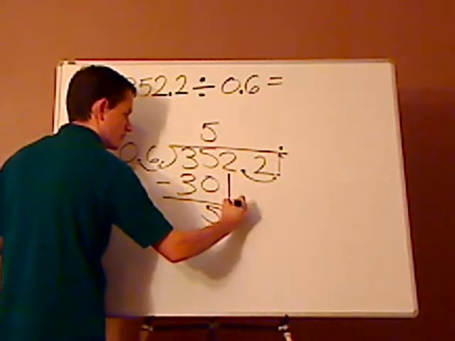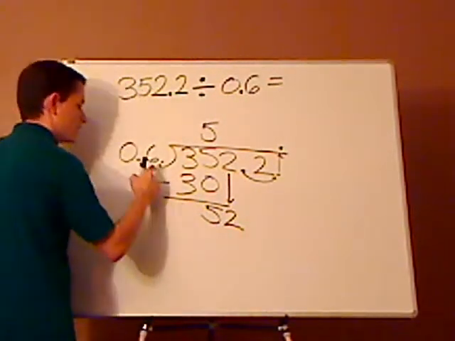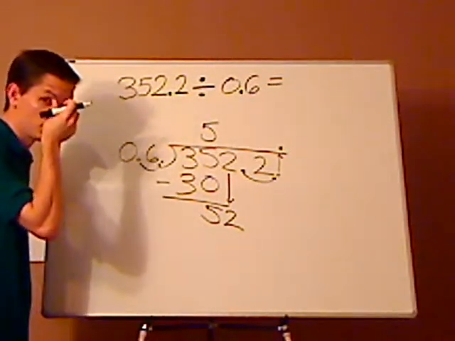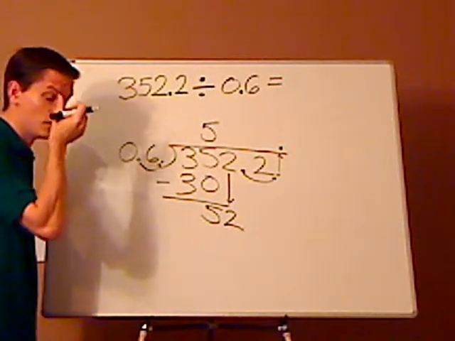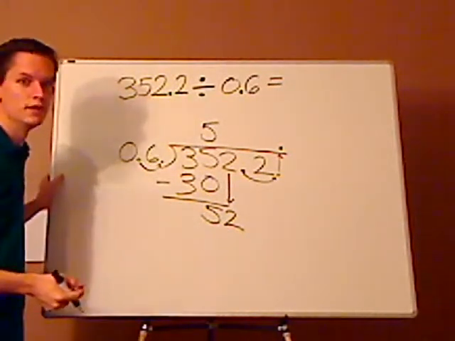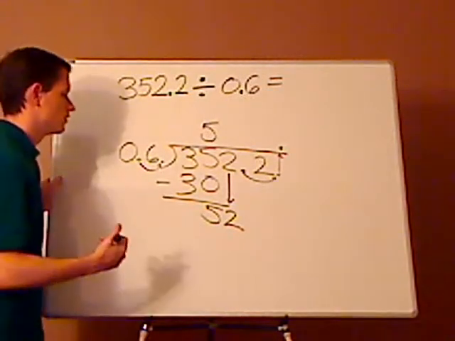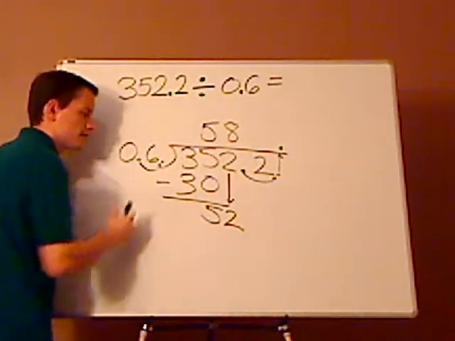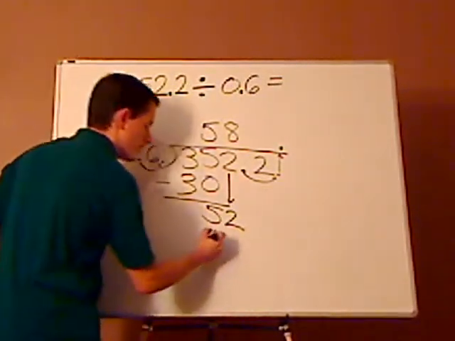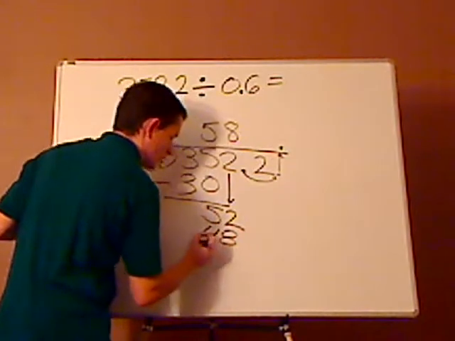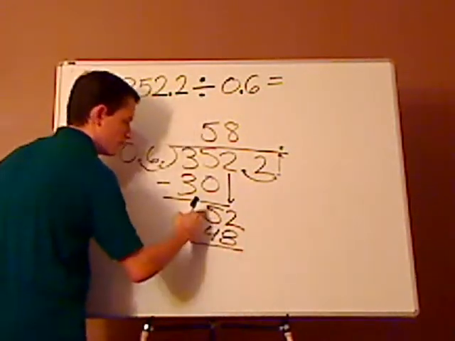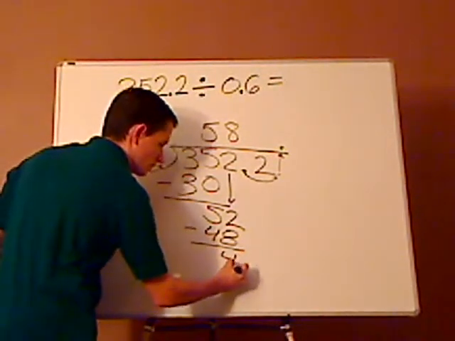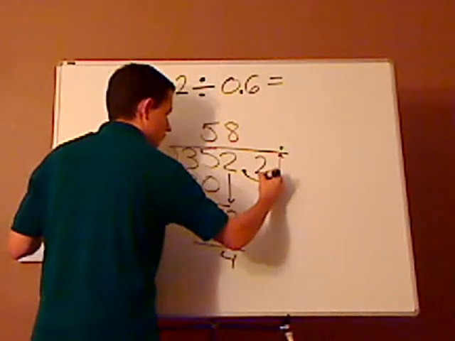Then you bring down the 2. How many times does 6 go into 52 without going over? 9. 6 times 9 would be 54. So you want to do one underneath, which is 8. 8 times 6 is what? 48. You subtract. 52 minus 48 is going to give you a 4. Then you bring down the 2.